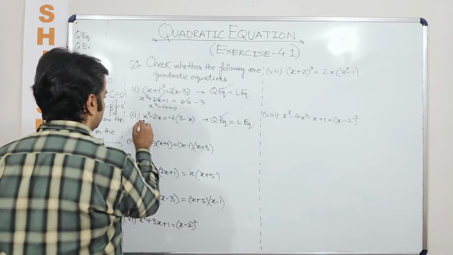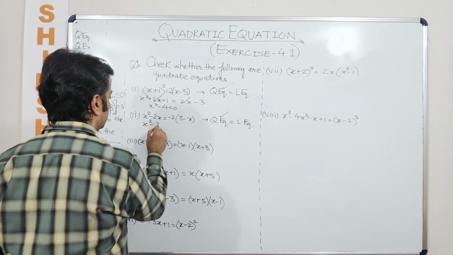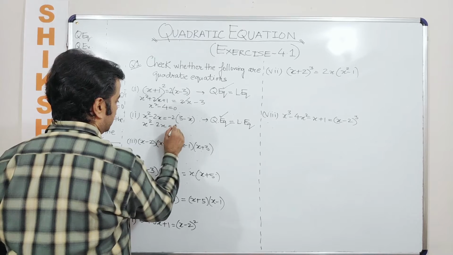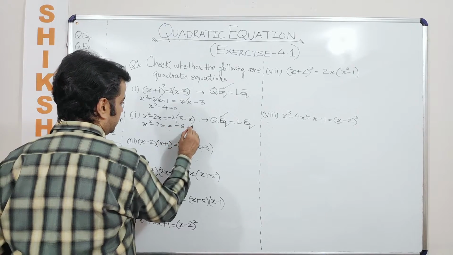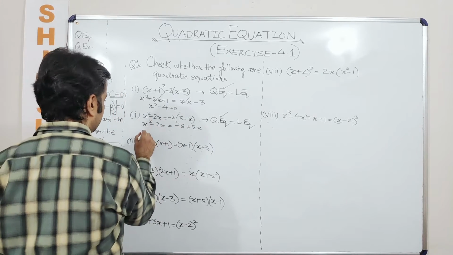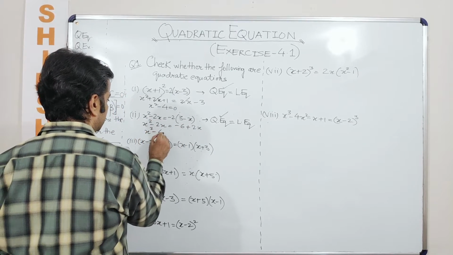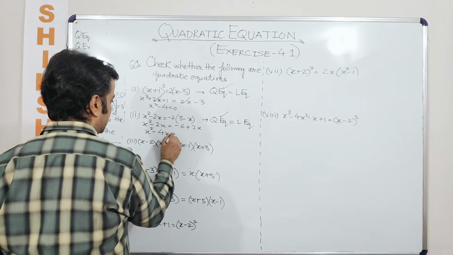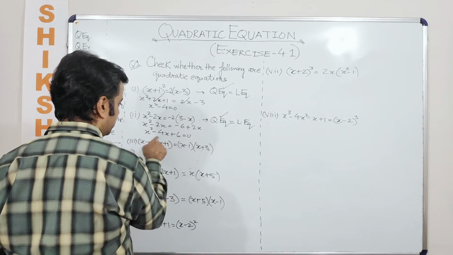Now let us justify the answer. Now x square minus 2x is just like saying this is minus x plus 2x, because minus into minus is plus. Now this goes on this side, so can I write it as x square minus 4x plus 6 is equal to 0? Is it a quadratic equation?